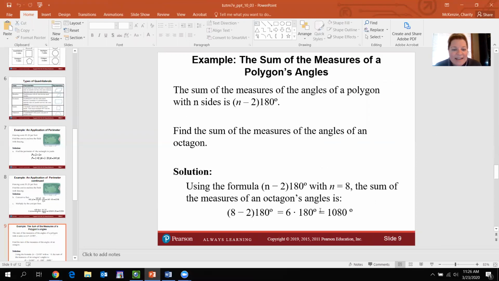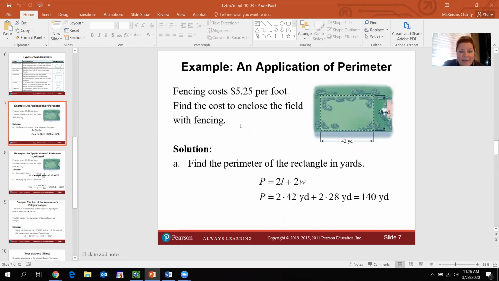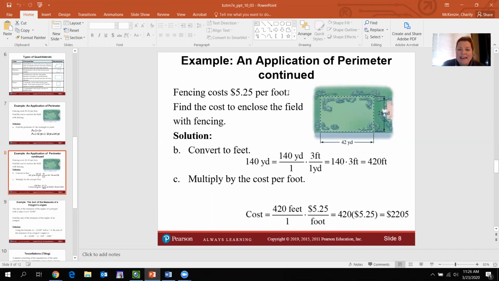Okay, and so from here, did they finish this one? Here we go. So they converted this one. I would like to show you the conversion, but I'll just talk about them. We know it was 140 yards altogether, and they gave us the cost per foot. So we have to do a conversion, which we've already learned about, from yards to feet.